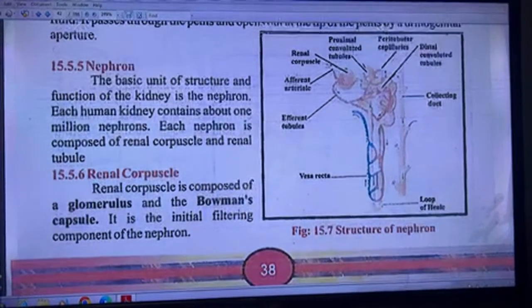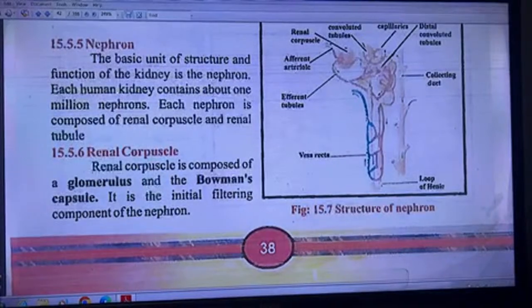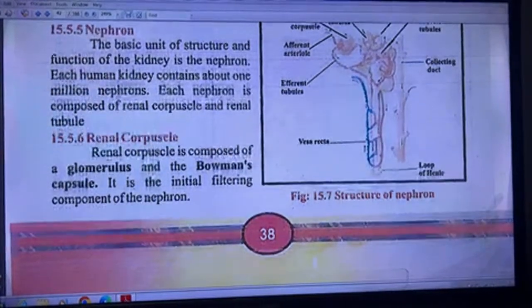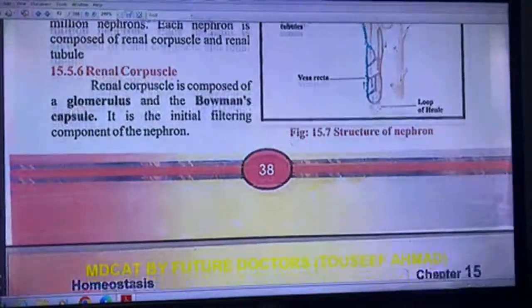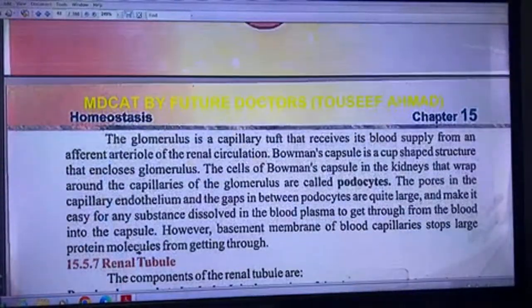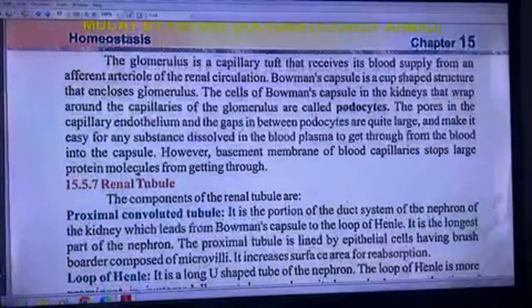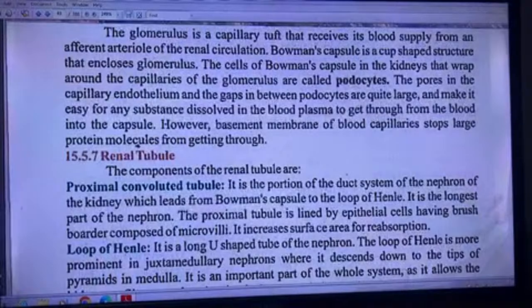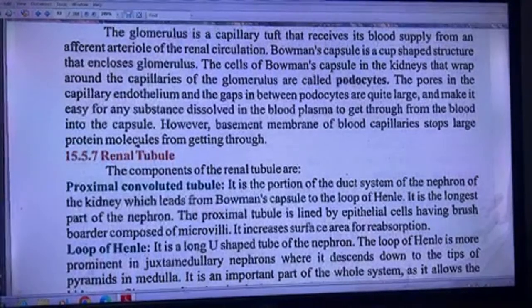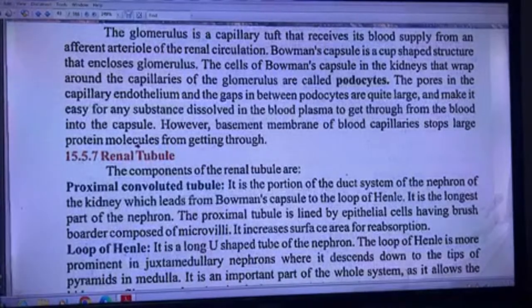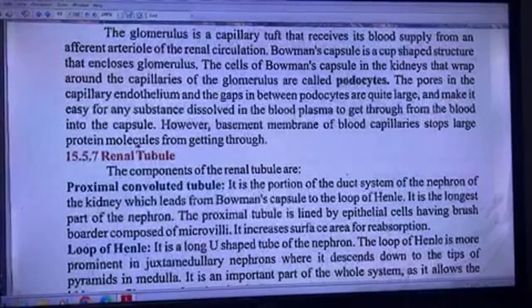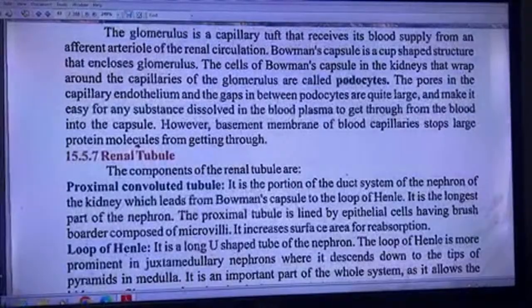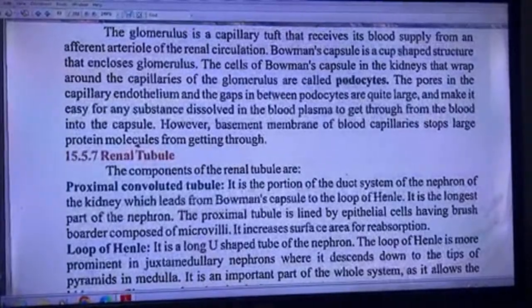Renal corpuscle. Renal corpuscle is composed of glomerulus and Bowman capsule. It is the initial filtering component of the nephron. The glomerulus is a capillary tube that receives its blood supply from an afferent arteriole of the renal circulation. Bowman capsule is a cup-shaped structure that encloses glomerulus.